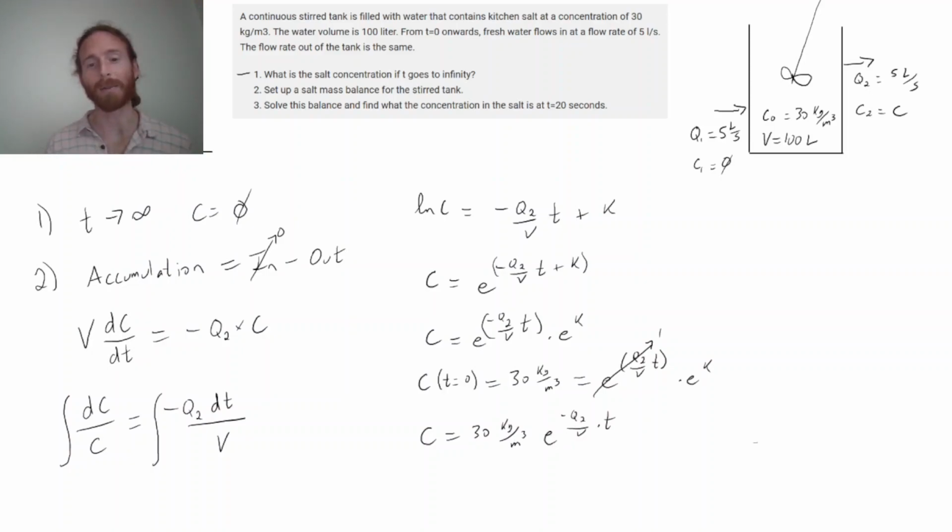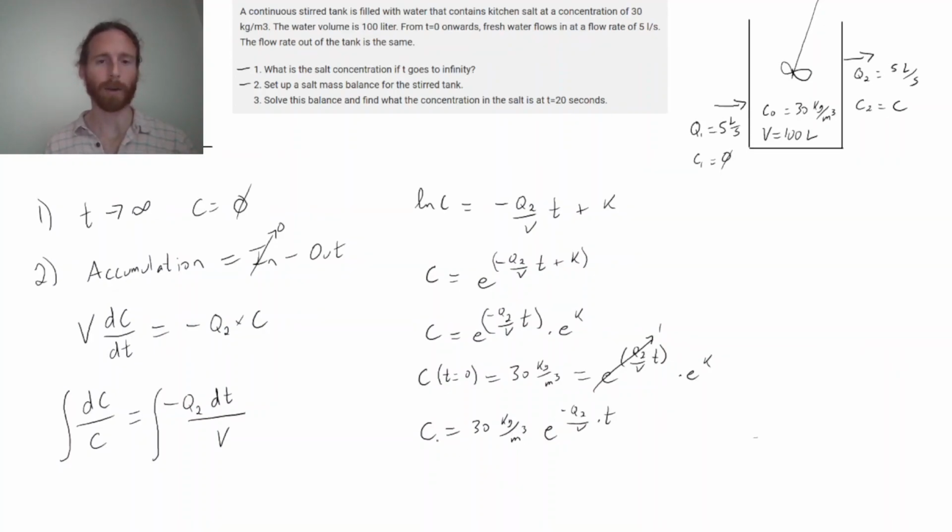Q2 is a flow. That's going to be in volume per time, so let's say cubic meters per second. Now we divide that by volume. Okay, the cubic meters are gone. We're left with 1 over second. And we multiply that by time. That leaves us with a dimensionless exponent here. So the units on the left side equal the units on the right side. That's a very good sign.